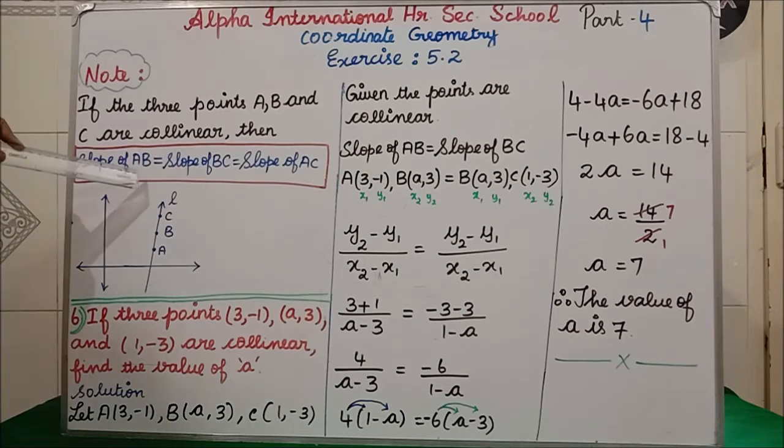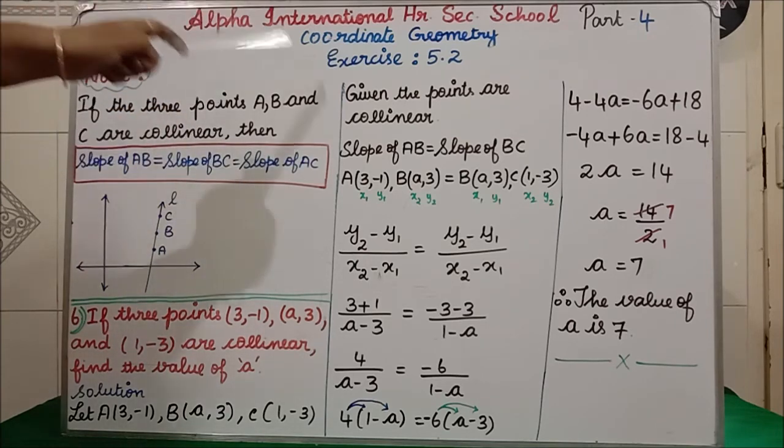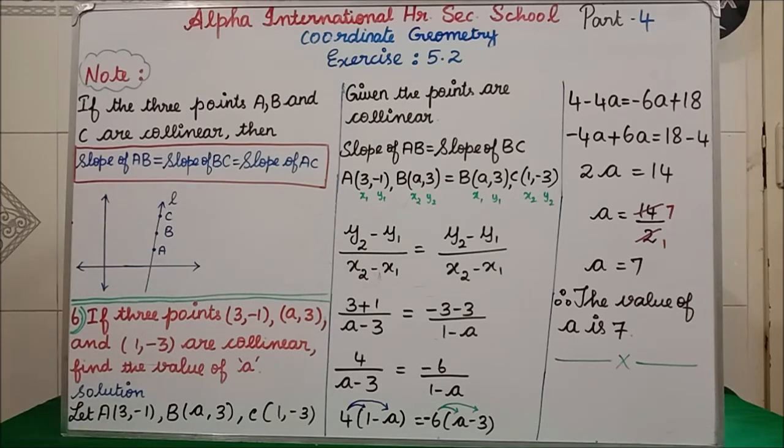Either you can find slope of AB equal to slope of BC, or otherwise slope of BC equal to slope of AC, or otherwise slope of AB equal to slope of AC. Any two if you find it is enough. When we are taking slope of AB equal to slope of BC, suppose you are getting the value as 50 for slope of AB. The same value, slope of BC also has to be 50. So if you are getting the same answer on both sides, therefore you write the given points are collinear. Suppose if you are not getting the same answer on both sides, you have to write the given points are not collinear.